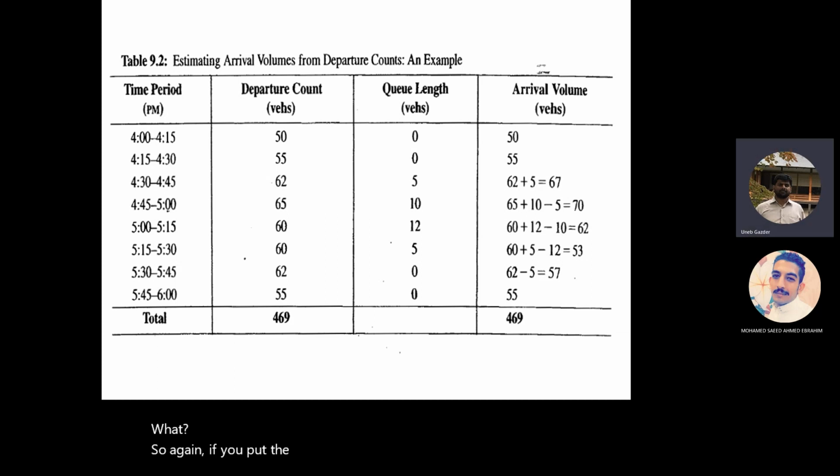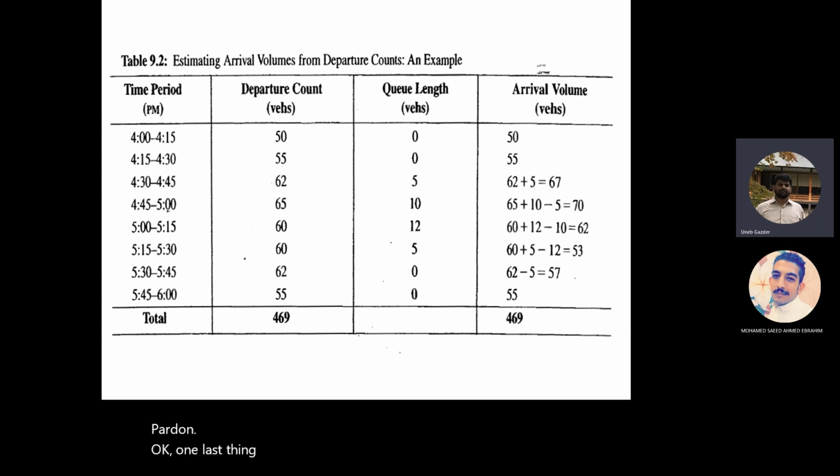So again, if you use the equation, departures 65, queue at the end 10, queue now minus queue before, 5, the previous. 65 plus 10 minus 5, 70. Got it? Okay. One last thing.